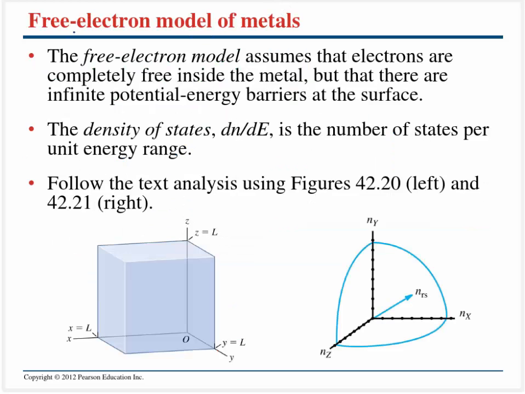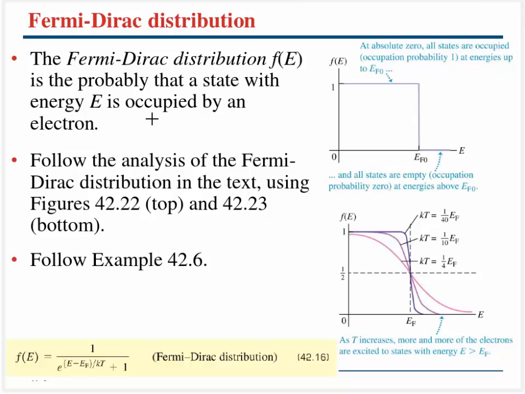I just do want to mention very briefly the free electron model of metals. This model assumes that electrons are completely free to move inside the metal. However, there are some infinite potential barriers at the surface. We do know that they can jump off. Something else about this model is we figure that the valence electrons are detached from the atom and can move freely within the metal. And so essentially their wave function can extend over many atoms.